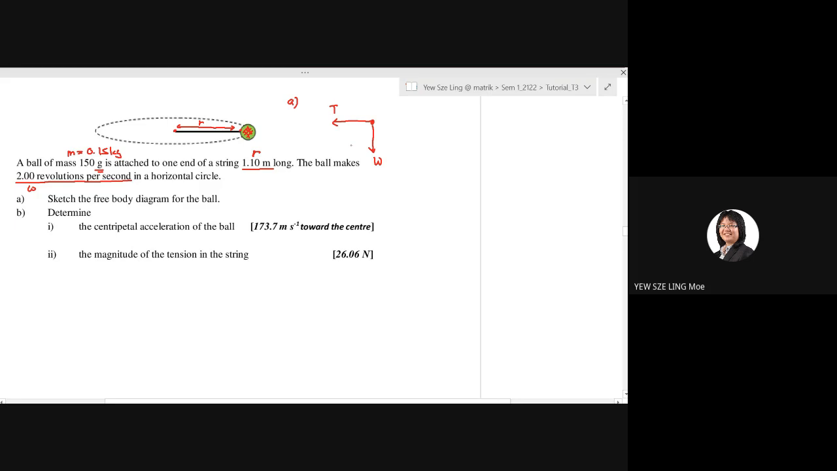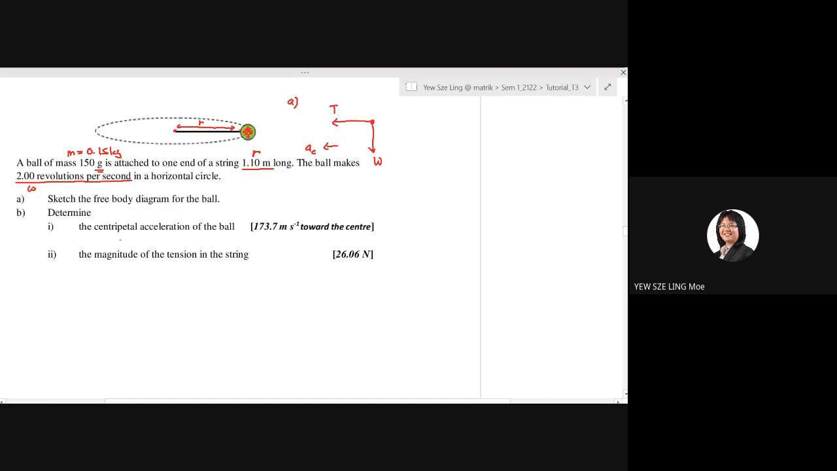And to make it clearer, to make the examiner know that tension is not just in one direction, it follows the directions of AC, therefore we put AC outside the diagram. Directions of AC outside our free body diagram to show that tension is always pointing towards the directions of AC. So that is question A.